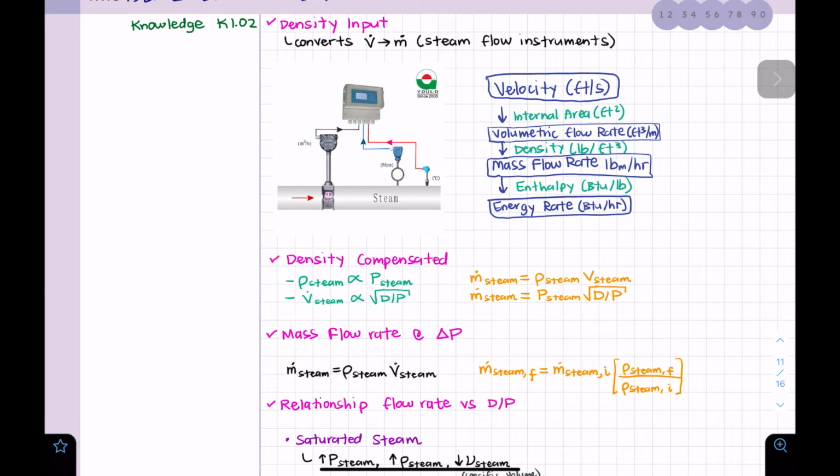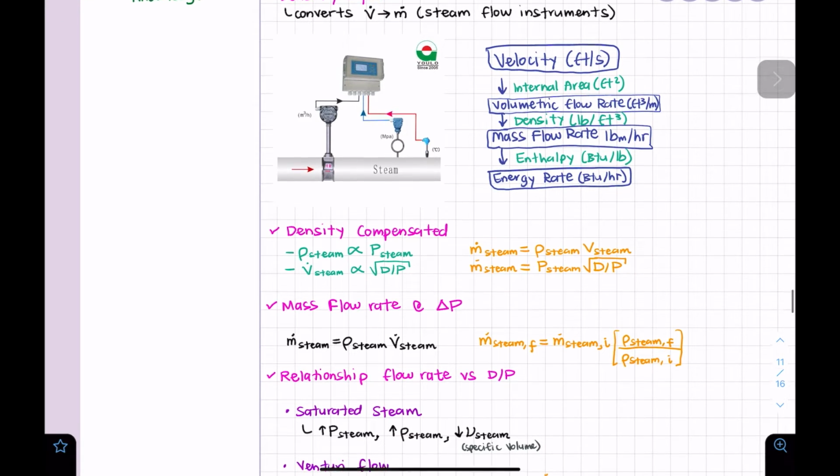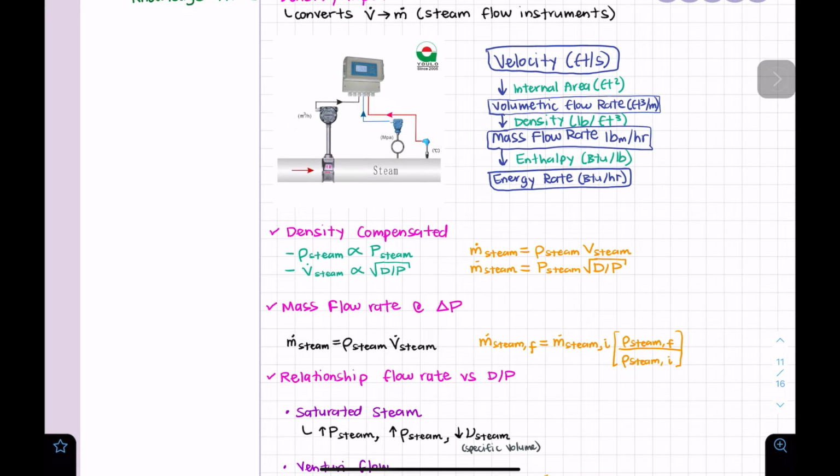So one of the important things to know about GFEs, for instance, we have this what we call density compensated, and for GFEs, the only thing that we really need to know is that the density of the steam is going to be proportional to the pressure of the steam, and that the volumetric flow rate is going to be proportional to the square root of the differential pressure when we are dealing with density compensated instruments. So now we have mass flow rate.